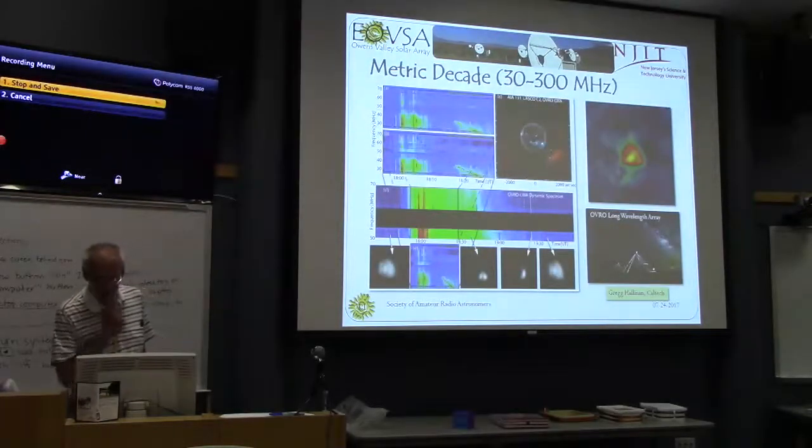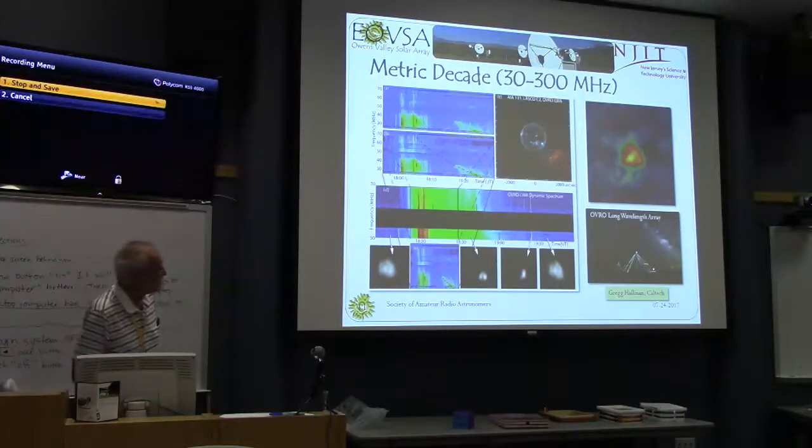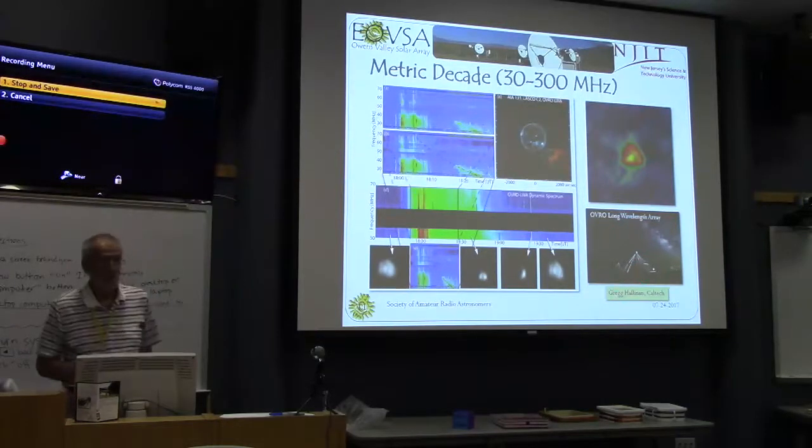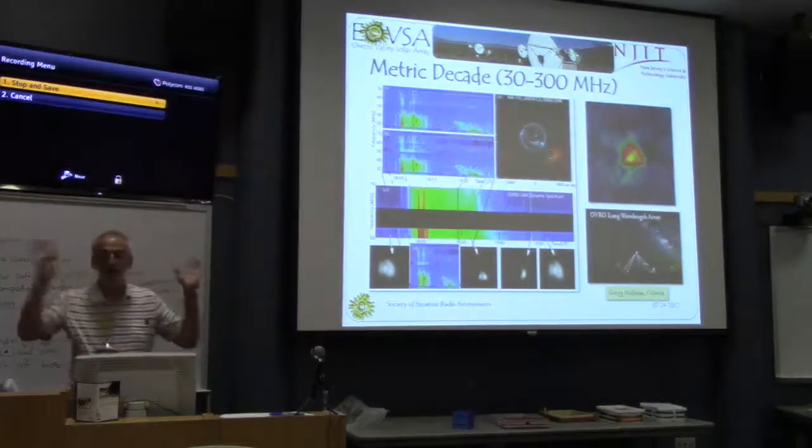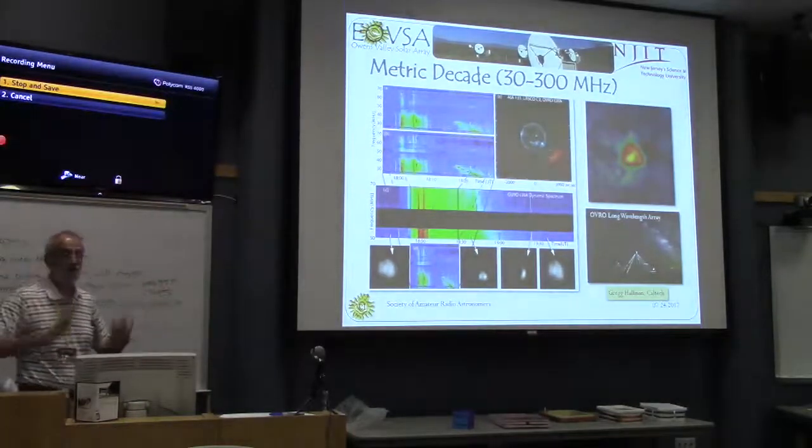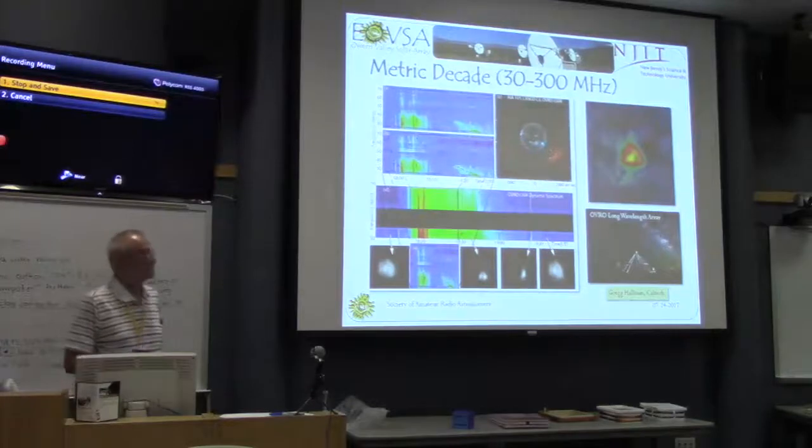Let me give you a modern example of an observation here. This is from the Owens Valley Long Wavelength Array. This is by Gregg Hallinan and his group at Caltech. And it sees the whole sky all of the time, but the sun is in the sky, so we get to observe the sun as well.